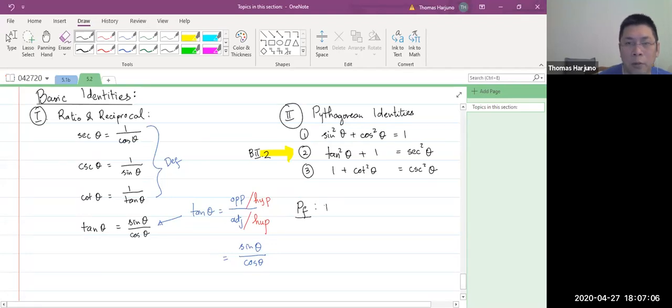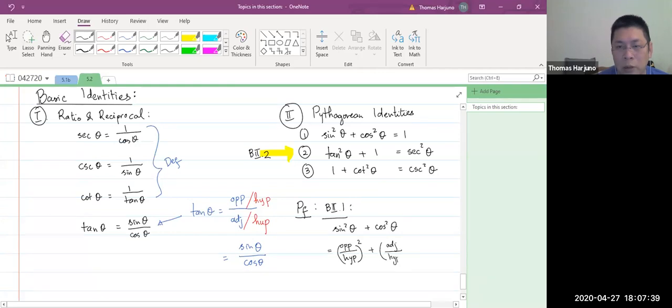The proof of B21. Okay, now the proof will be as the following. Notice that sine squared theta plus cosine squared theta is equal to opposite over hypotenuse squared plus adjacent over hypotenuse squared. Right?